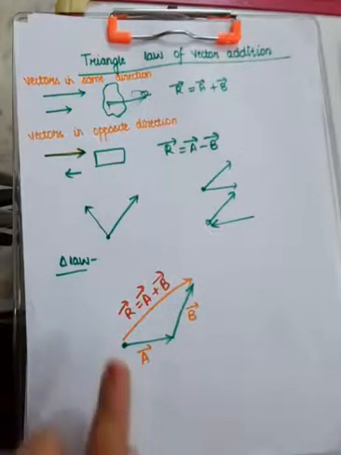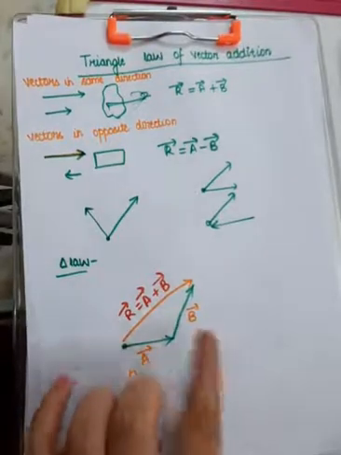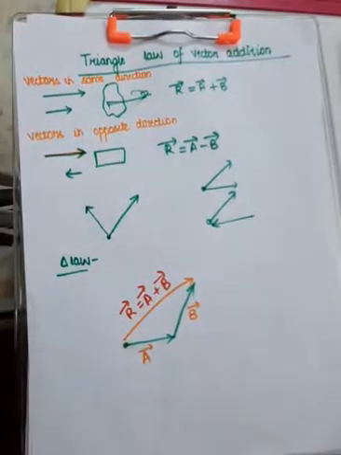Now the target is to find out this R vector. R means resultant, the overall effect of A and B. So if I want to find the resultant vector, as the name suggests, it's a vector quantity, so I will be finding out the magnitude as well as the direction.